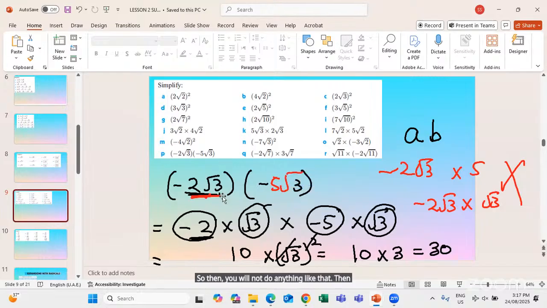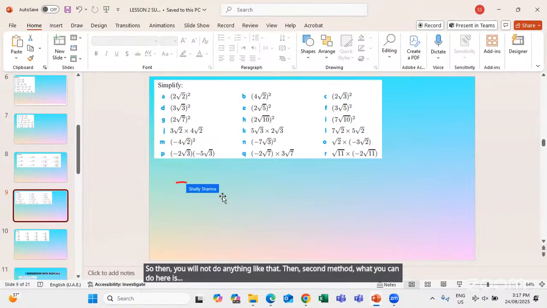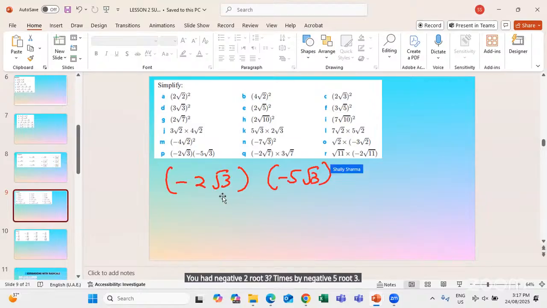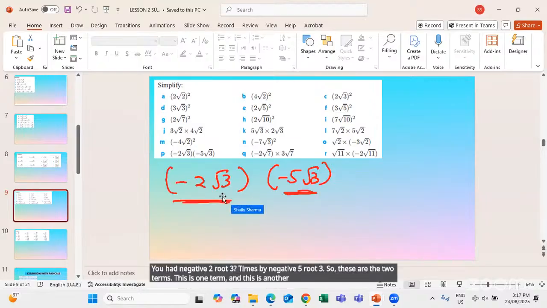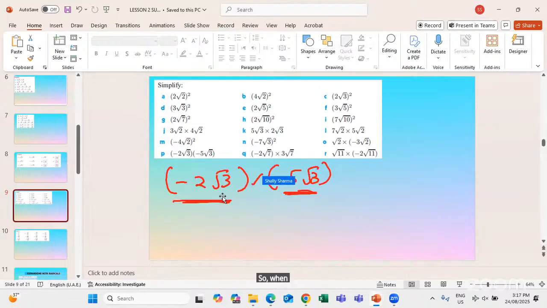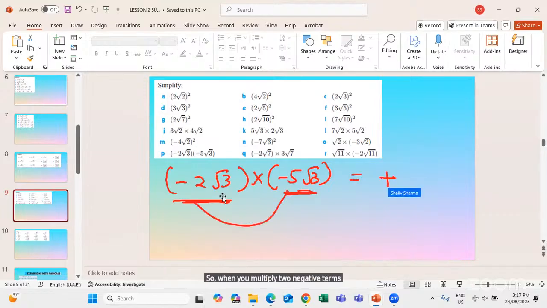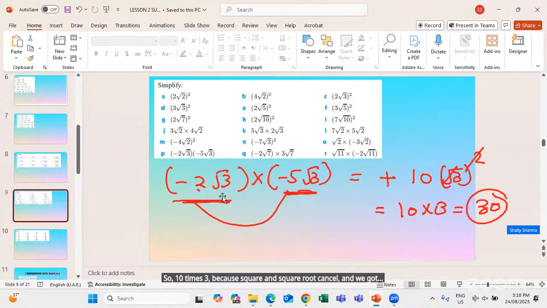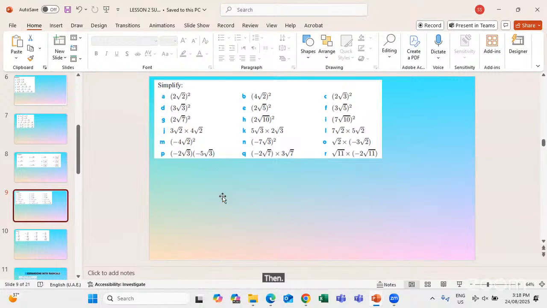Then second method, what you can do here is, you had negative 2 root 3 times by negative 5 root 3. So these are the two terms. This is one term and this is another term. They both are negative. So when you times the two negative terms, if no sign in between, that means it's a multiplication. So when you multiply two negative terms, that will become positive. Then 2 times 5 is 10. Root 3 times root 3 is root 3 square. So 10 times 3, because square and square root cancelled, and we got 30. Clear?